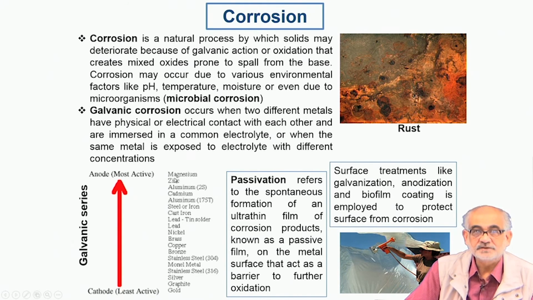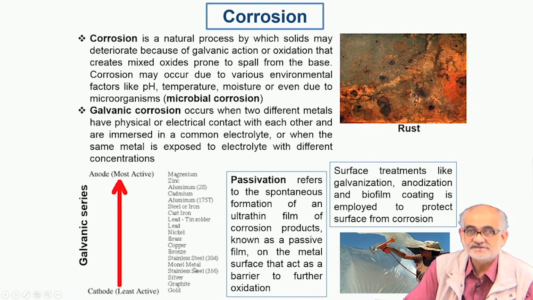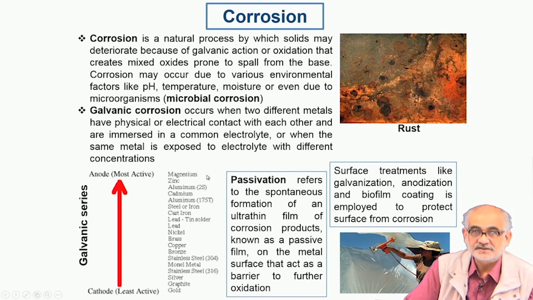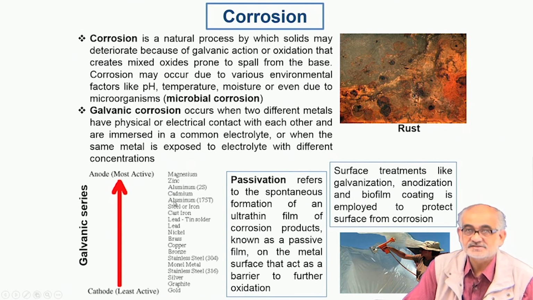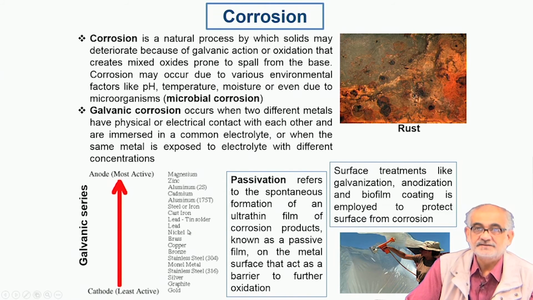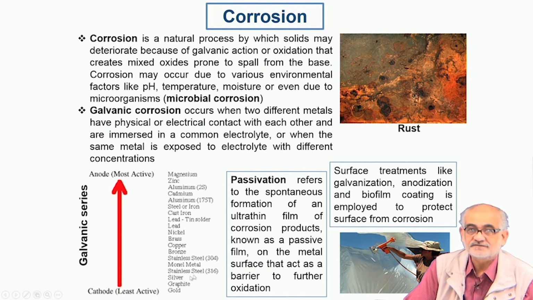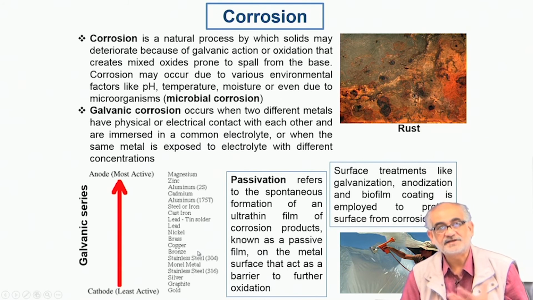So these metals at the top of the series are very prone to donating electrons and getting oxidized, and if there is an electrolyte which can conduct either the electrons or the ionized species, then it reaches the other end and donates the electrons, or the electrons are acquired by the cathodic part of the cell, and that's how the transfer of electrons leads to gradual degradation of these metals into another form.